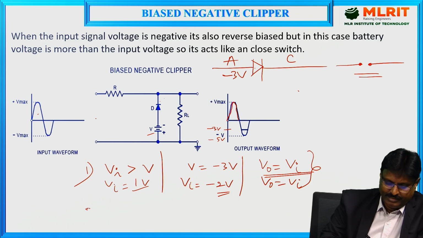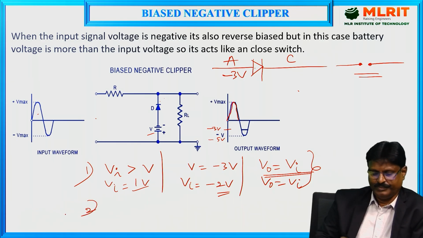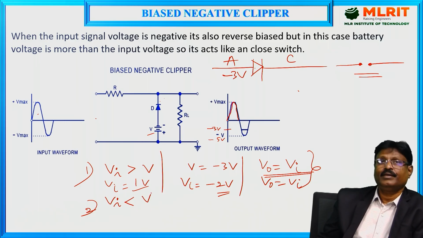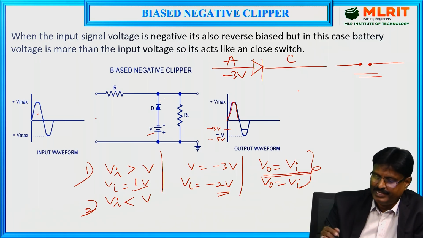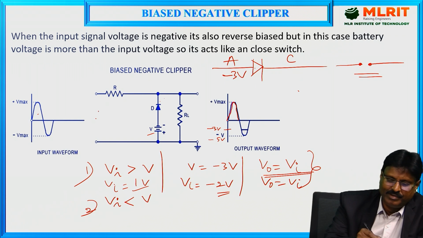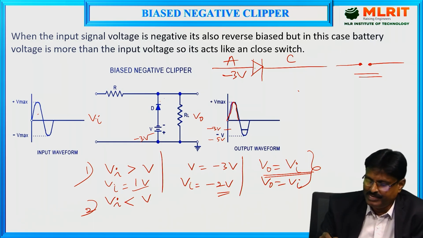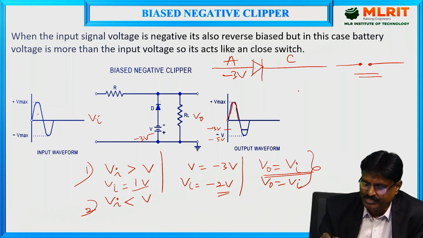Okay, second case. Here I am taking Vi less than V. Vi less than V means, as you can see here, what must be the input voltage I need to select? So what is the battery voltage here? Minus 3 volts. Vi less than V means, as you can see here, this is minus 3 volts.